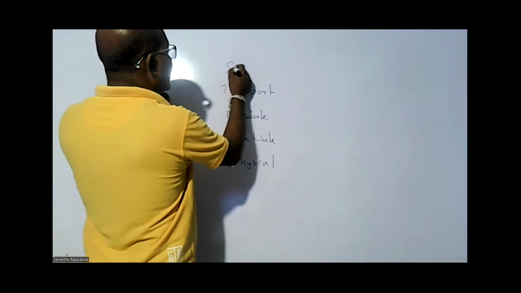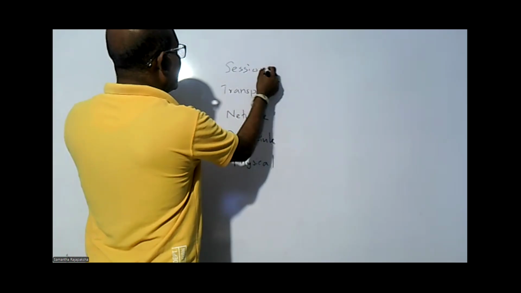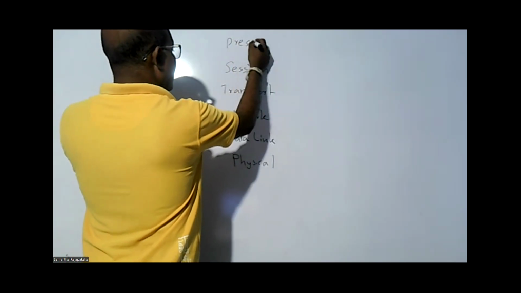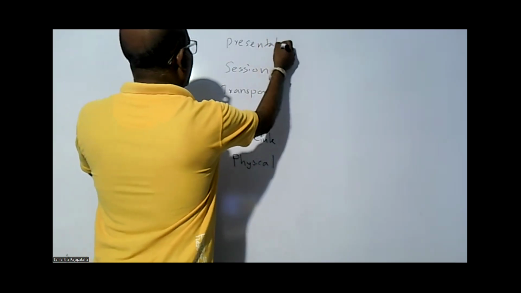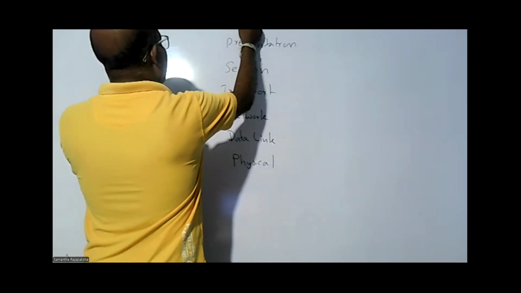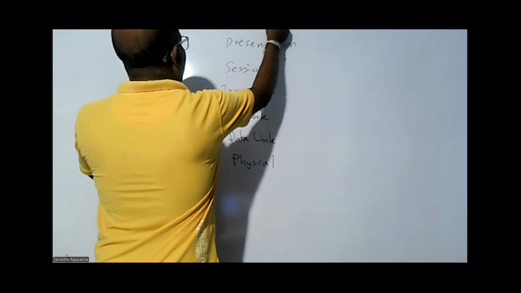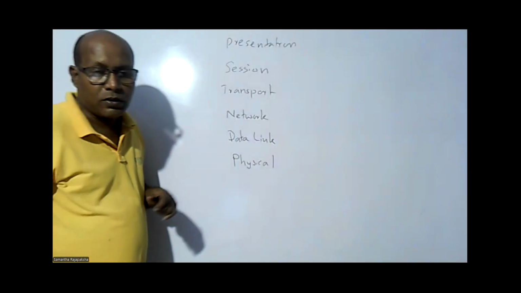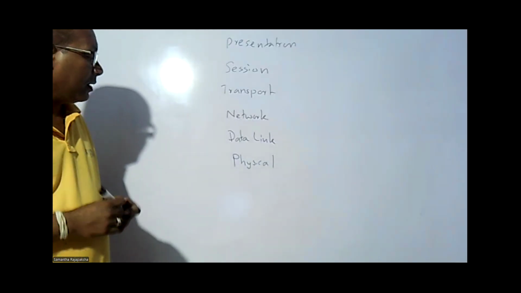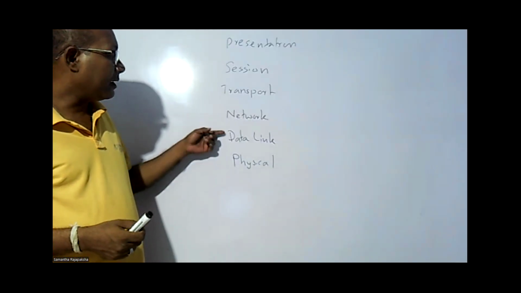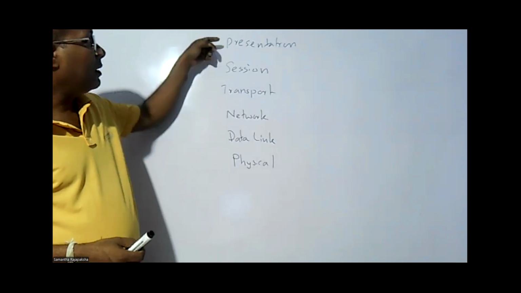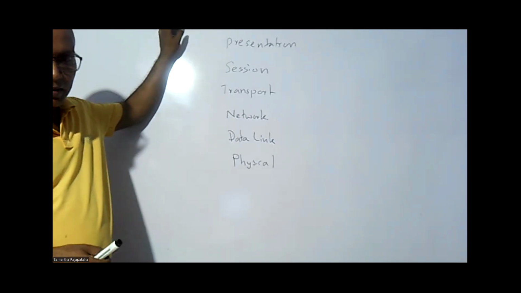And then session layer, and presentation layer, the application layer. So those are the 7 layers we have. Remember, physical layer, data link layer, network layer, transport layer, session layer, presentation layer, application layer.